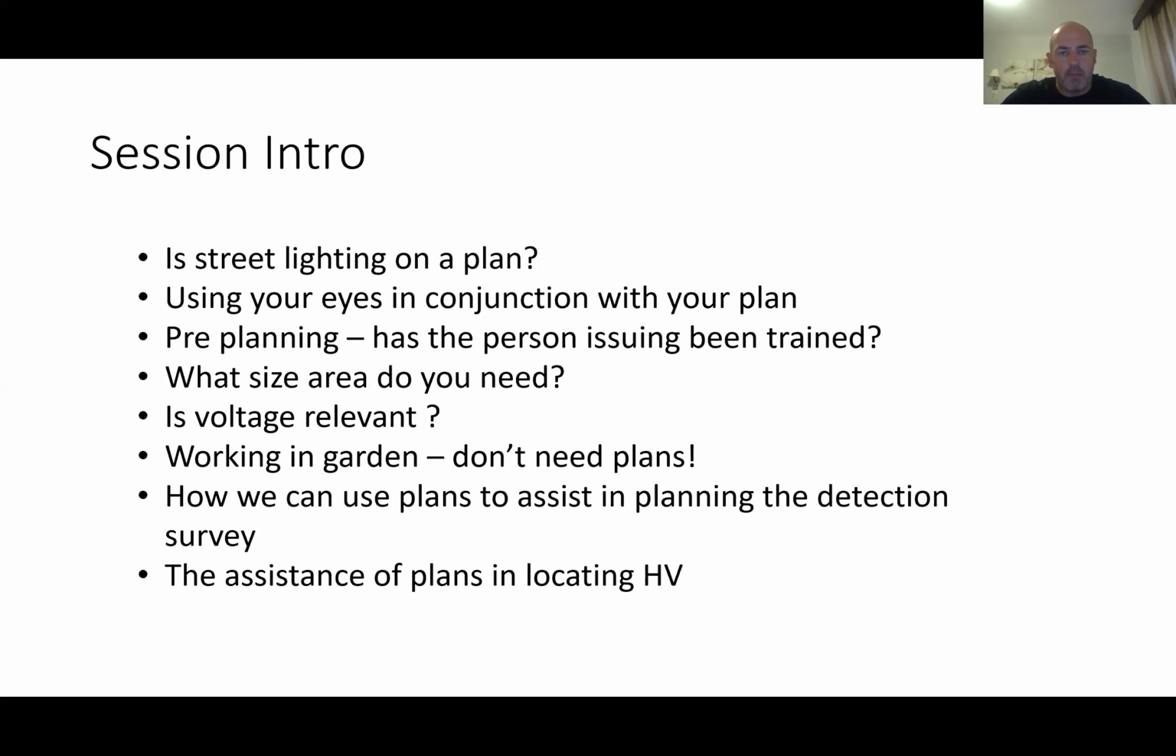And I want to be clear, I'm not doing this session to try and tell people to rely on utility plans. We all know how inaccurate they can be and we all know not to rely on them. But we have this tool available to us. So let's look at what information we can get from them, assumptions that can be made. And as I said, how we can use it to plan the survey.